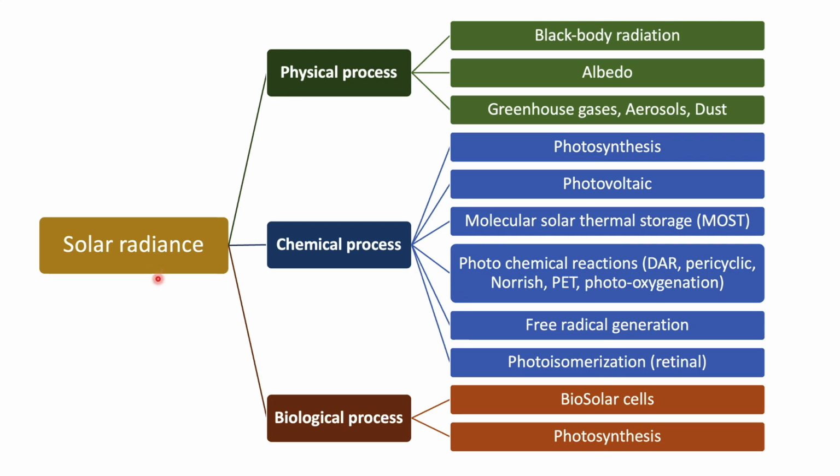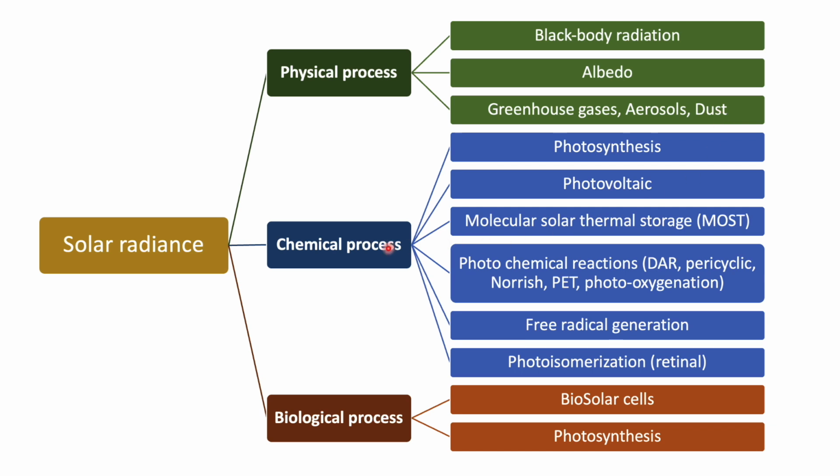Let us look at what are the physical, chemical and biological processes that are affected by the solar radiation, because we have seen that a plant is affected because of the photosynthesis which is going to get affected. Similarly, what are the physical, chemical and biological processes that are affected due to solar radiance? One is the black body radiation, the other one is the albedo effect. We will be looking at albedo effect soon. Greenhouse gases, aerosol and dust. How these affect the solar radiation received by the earth, that also we will see.